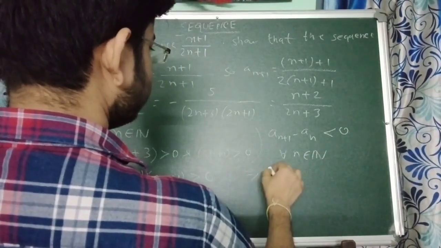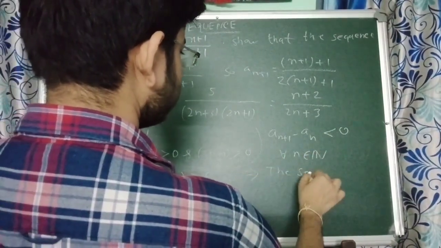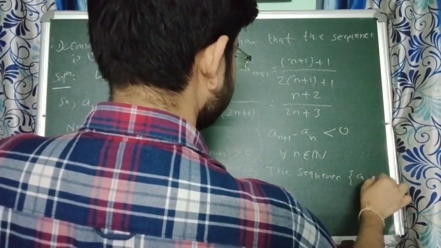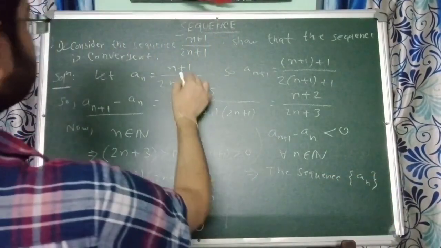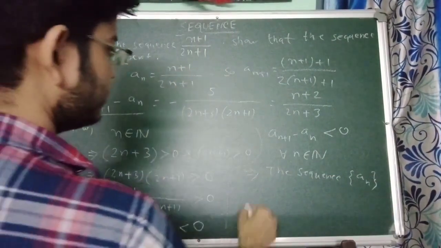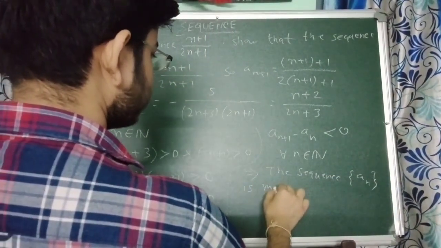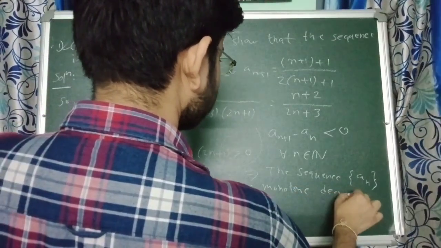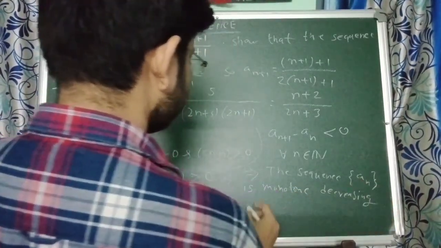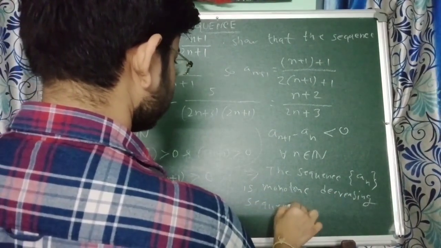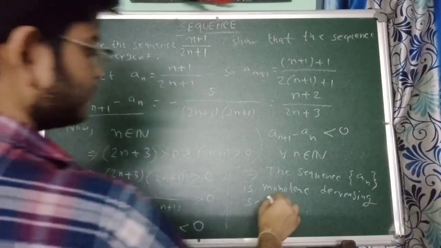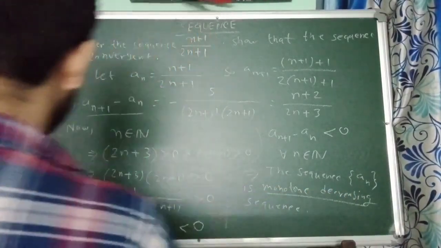This shows that the sequence a_n, where a_n equals (n+1)/(2n+1), is a monotone decreasing sequence. This is the number 1 point. The sequence is monotone decreasing.